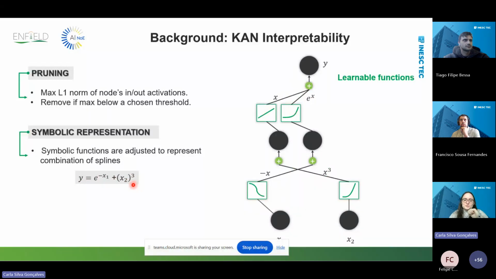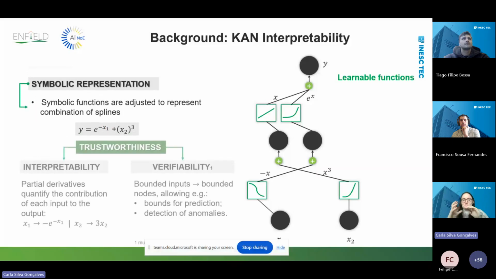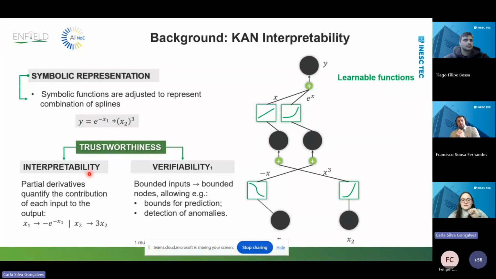Sometimes it's really hard to look at this expression and understand exactly, if I change x1, what will happen in the y. But since we have this expression, we can add interpretability by using the partial derivatives of the response with respect to each input. And with that, we know the impact that each feature has in the final model output. So this is one of the nice properties of the KANs.